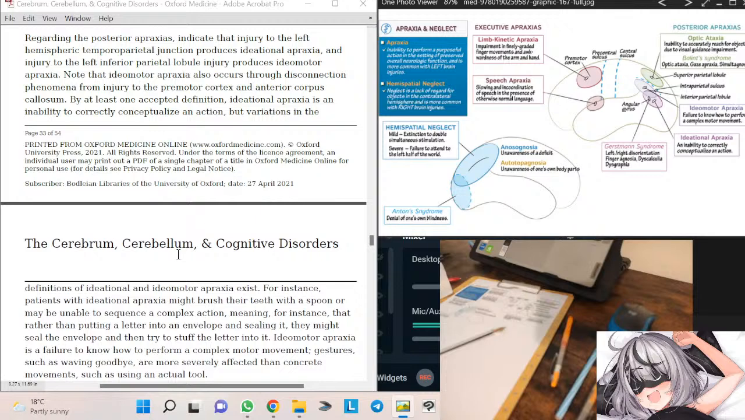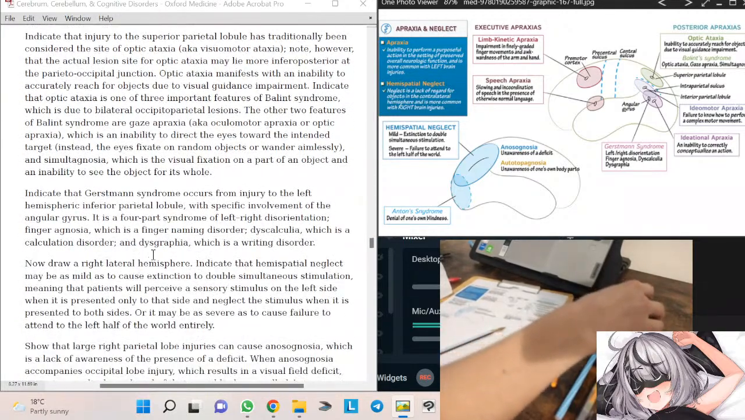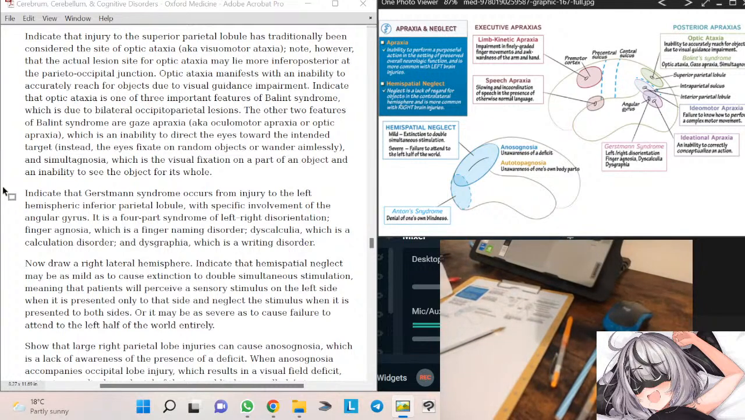Ideomotor apraxia is a failure to know how to perform a complex motor movement. Gestures, such as waving goodbye, are more severely affected than concrete movements, such as using an actual tool. Indicate that injury to the superior parietal lobule has traditionally been considered the site of optic ataxia, also known as visuomotor ataxia. Note, however, that the actual lesion site for optic ataxia may lie more infero-posterior at the parieto-occipital junction. Optic ataxia manifests with an inability to accurately reach for objects due to visual guidance impairment.